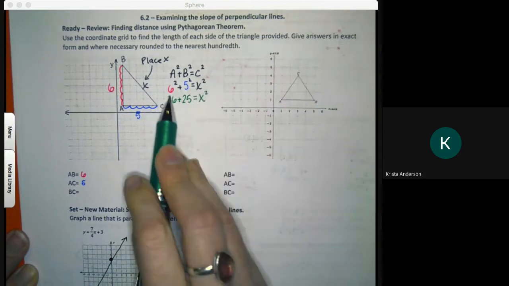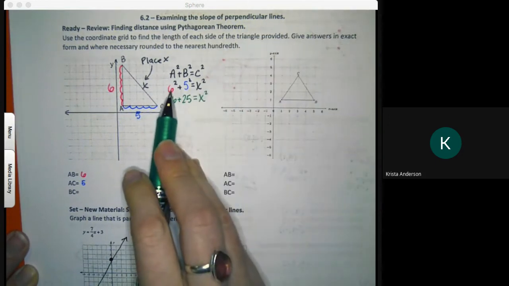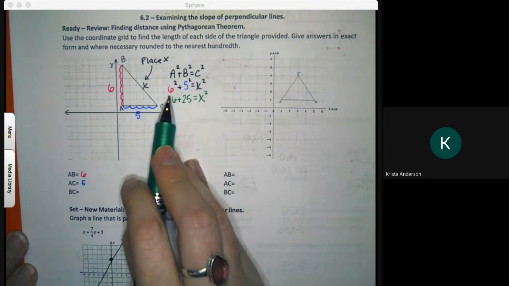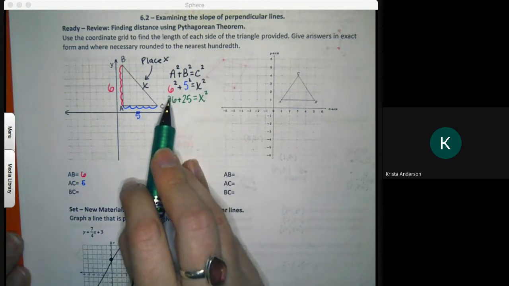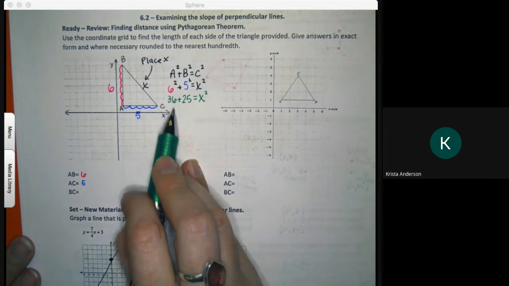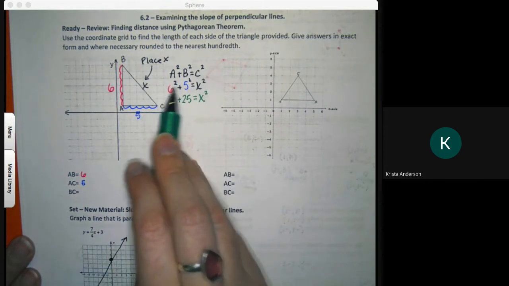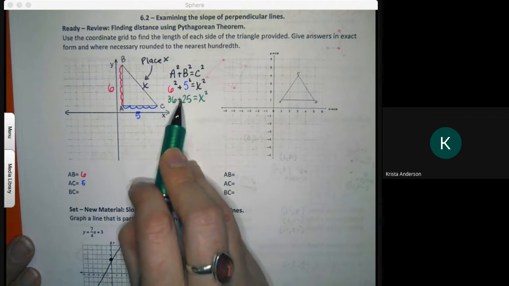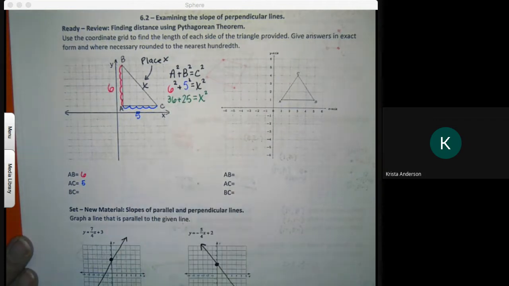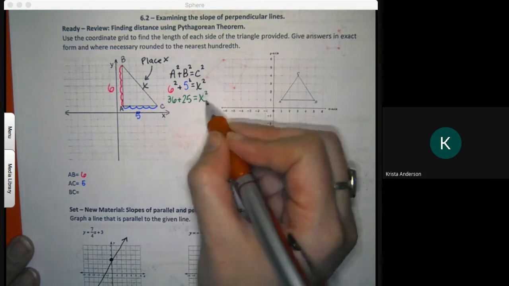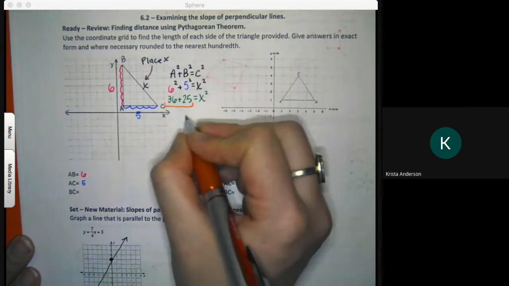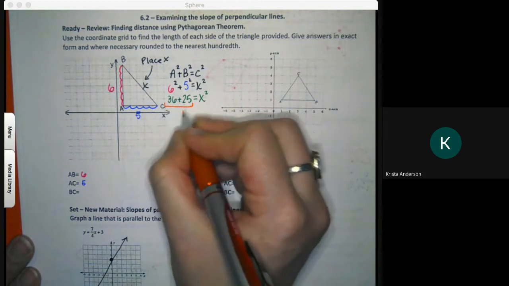How did I find this? What if I don't know what 6 squared is? How can I find it if I don't know it? 6 times 6, 36. Or you can use your calculator. 5 squared would be 5 times 5. Because X squared is alone, I'm going to combine these together, which will give me 61.